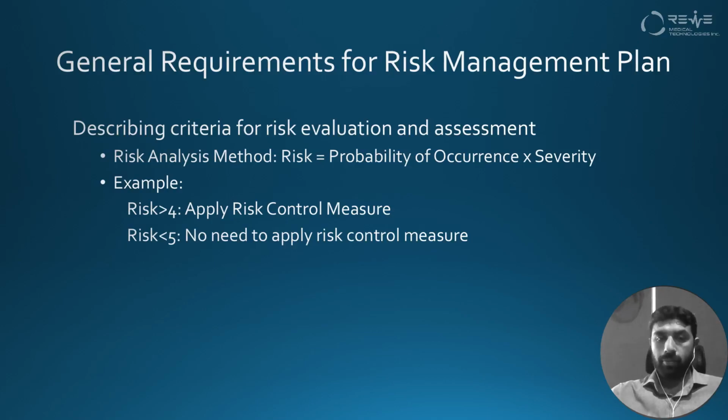For example, we set our boundary at the risk level 4. Then we don't need to apply the risk control measure on the risk whose risk factor is from 1 to 4. And if there is a risk factor more than 4, like 5, 6, up to 20, we will apply the risk control measure.